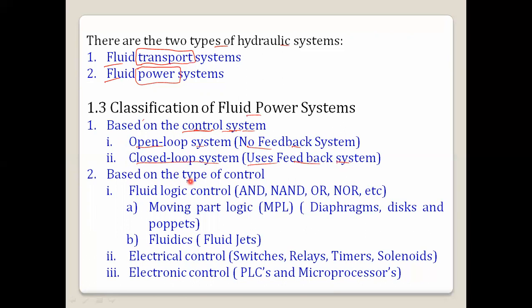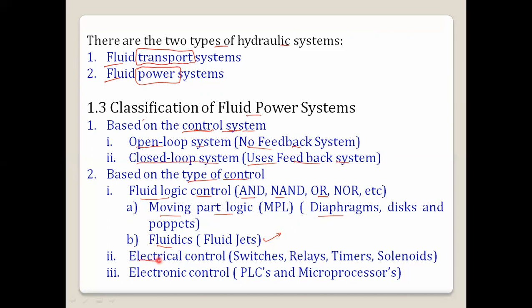And if we consider the type of control, we can use fluid logic control, like AND gate, NAND gate, or NOR, etc. This fluid logic control we can divide into two parts. The first is moving part logic, where we can use diaphragms, discs, and poppets, all used to control the flow direction. The second is fluidics, which means we will be using fluid jets to control the system.